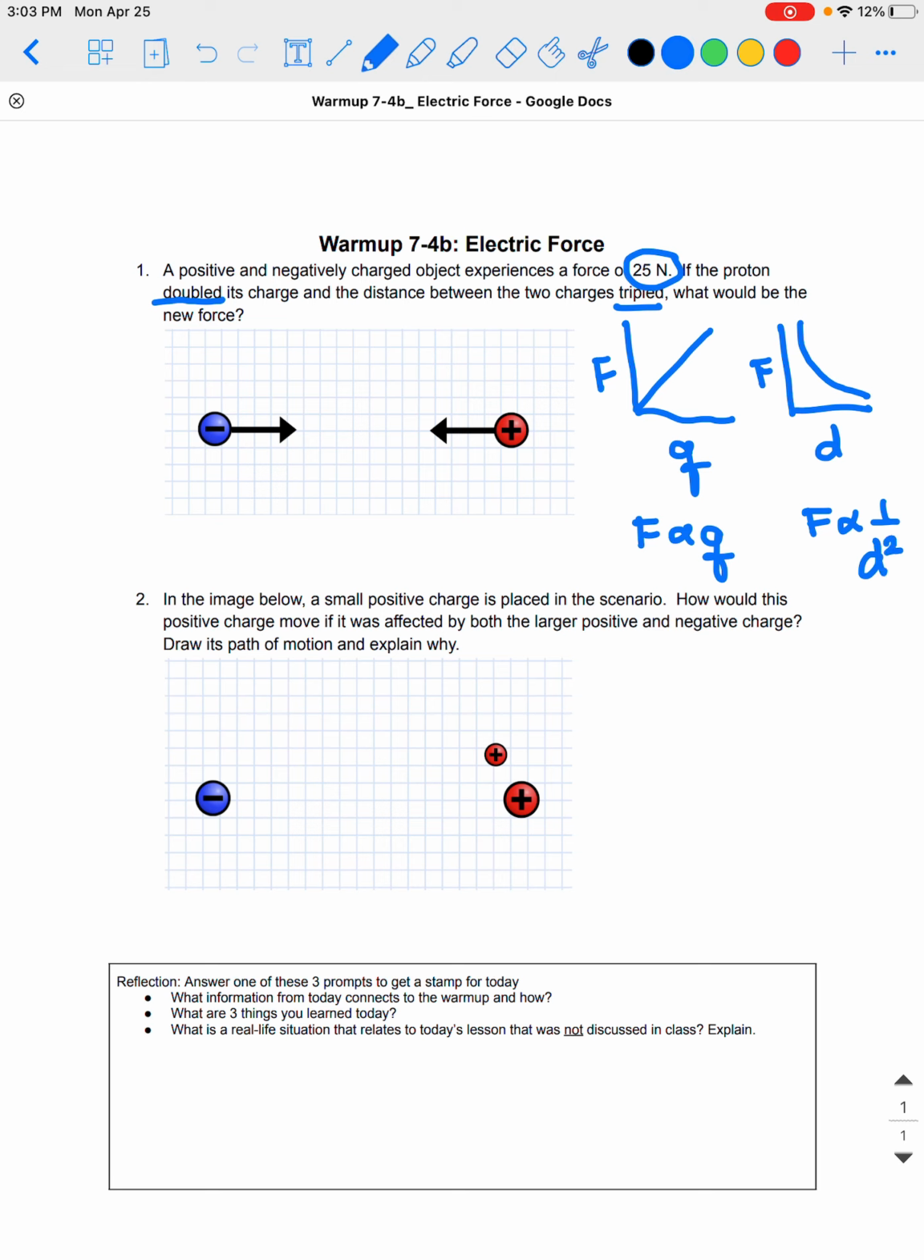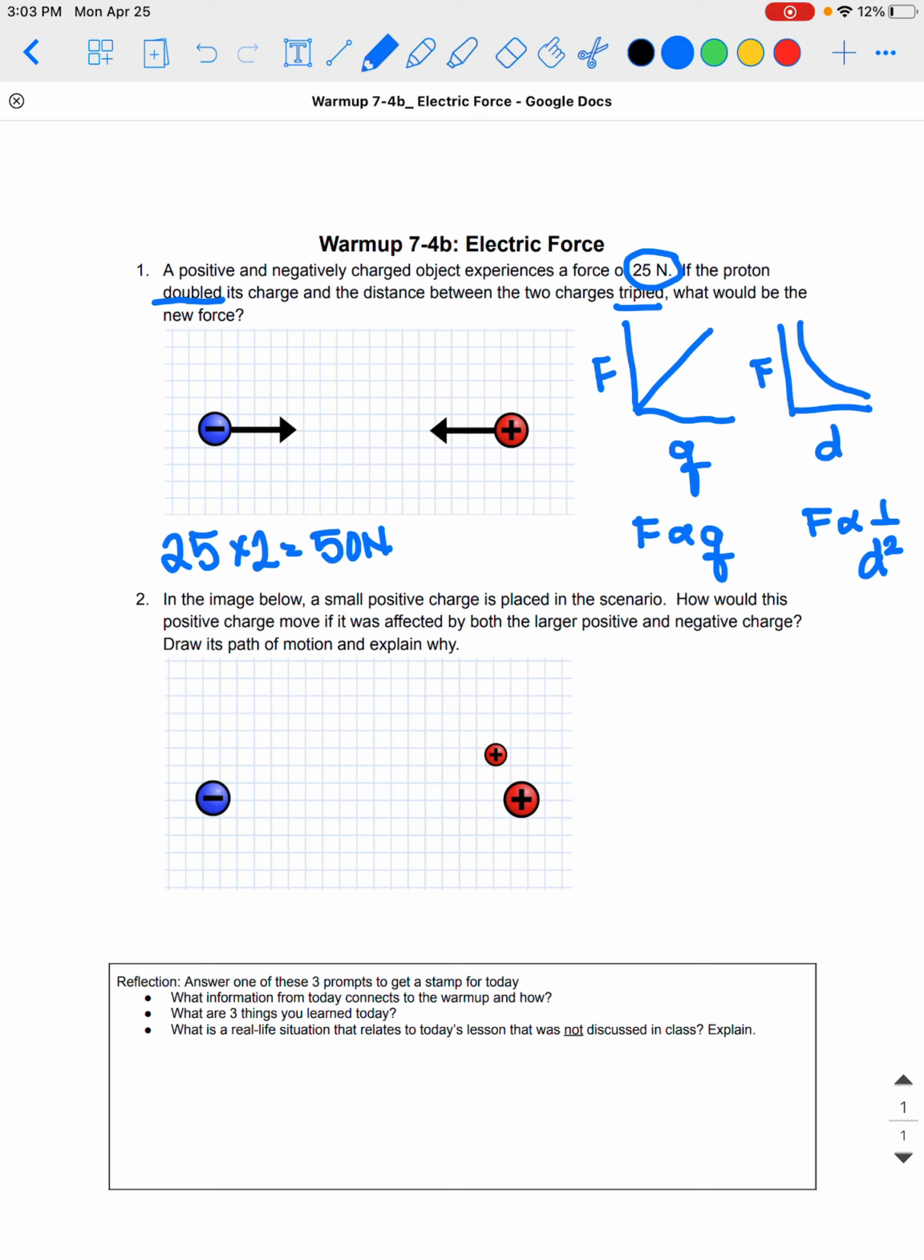So we start off with 25 newtons and know that the charge has doubled. Because they are direct proportions of each other, if the charge doubles, then the force also doubles. So we're going to end up with 50 newtons after doubling the charge. The next step is to understand that the distance has tripled. And if you increase distance, you're going to decrease the force by a factor squared.